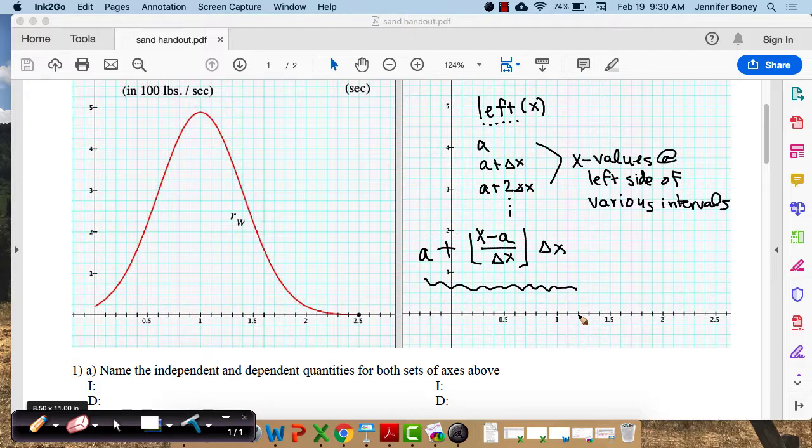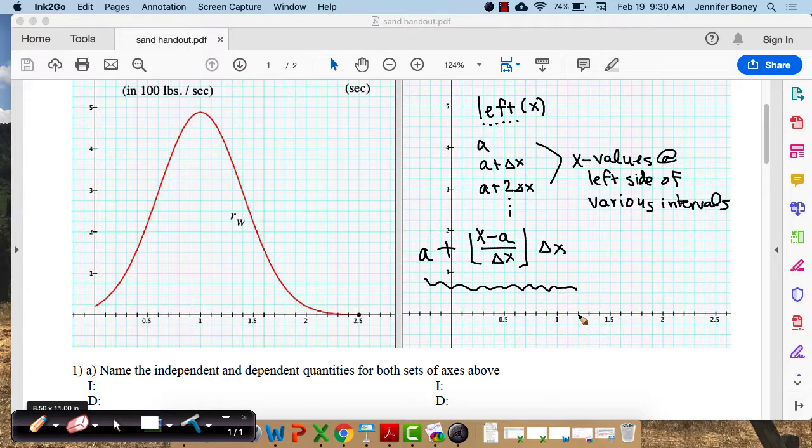If you want to use left of x in GC, left is not a built-in function in GC. You'd have to tell it what this is. The sine function is built in. There's lots of things that are built in. Logarithm functions are built in. Left is not one that's built in. If you wanted to use left of x in GC, you'd have to define left of x as this, where notice x is the only variable in there. You'd have to tell it what a and delta x are for any particular situation that you'd want to use. Those parameters you have to define.